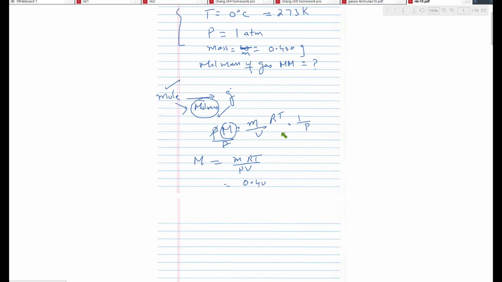Okay. This is gram. This is 0.0821 liter atmosphere Kelvin inverse mole inverse, right? Yes. And also we need temperature. Temperature I am writing 273 Kelvin. And the pressure is how much? 1 atmosphere. And volume is 0.280 liter, right?